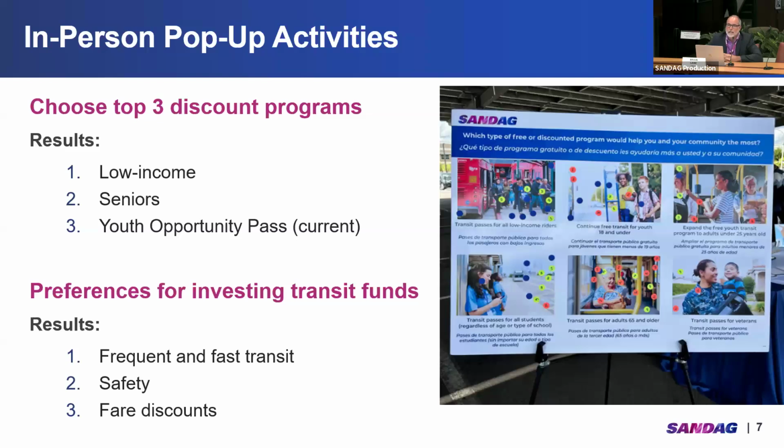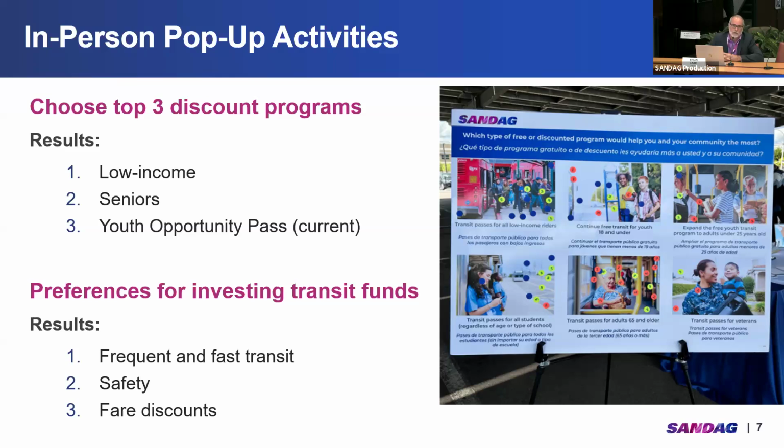We also did want to ask them where they would like to invest their transit funds, and that was a fun activity. They were given $100 play dollars and asked to spread that money out between fare discount programs, making service faster and more frequent, adding it towards safety, doing things like adding lighting and bus shelters and things like that. The results from that were kind of a split across a lot of these. There was no clear winner, but people were saying faster and more frequent service is something they definitely want. Safety is also a big concern.